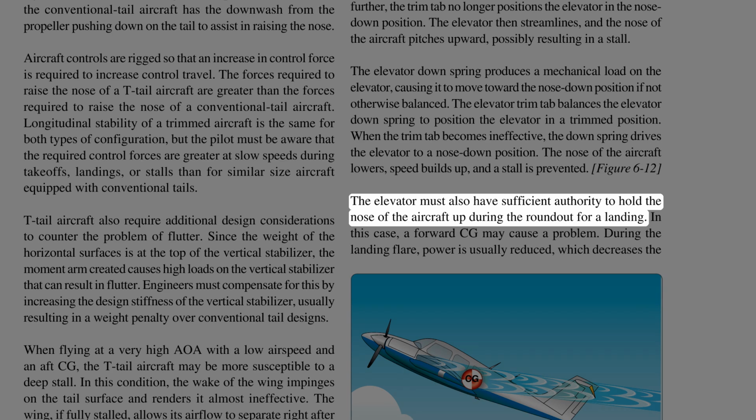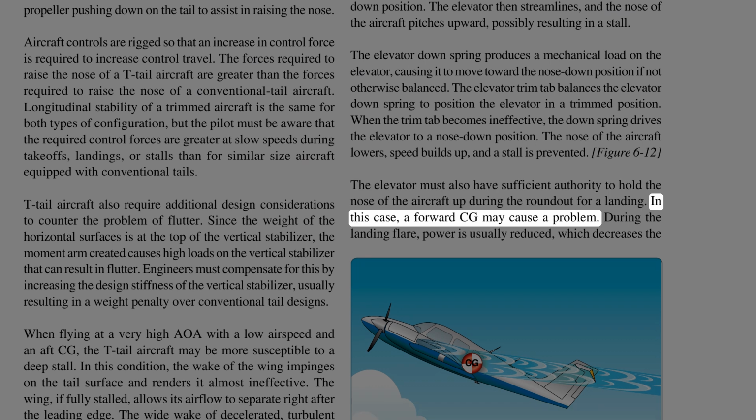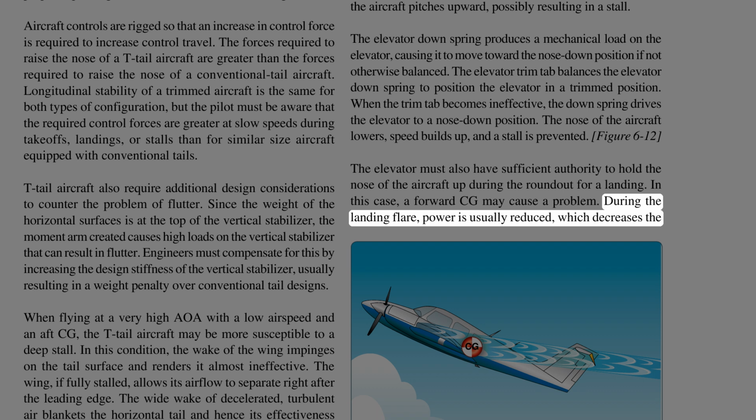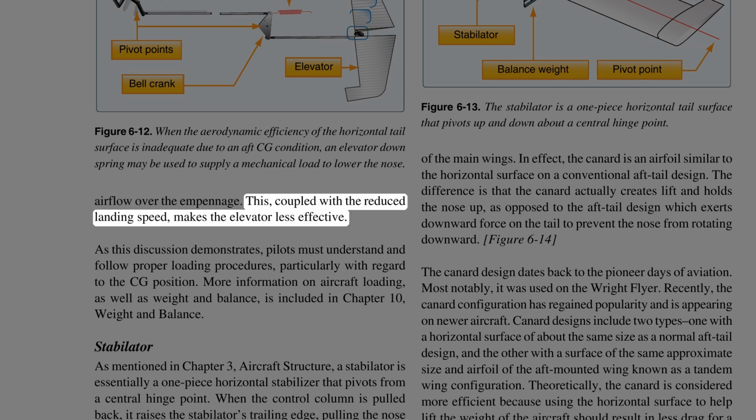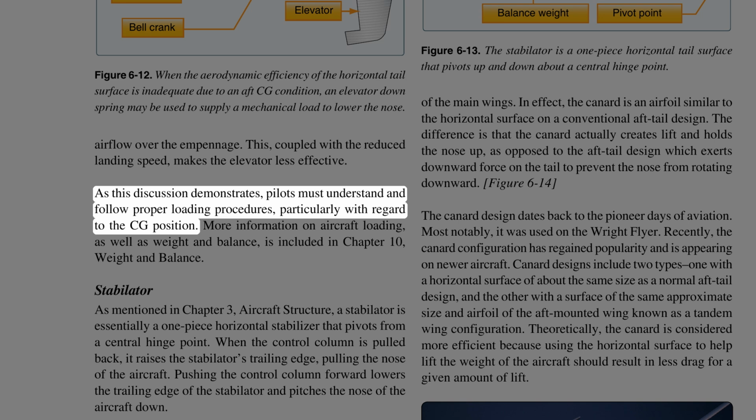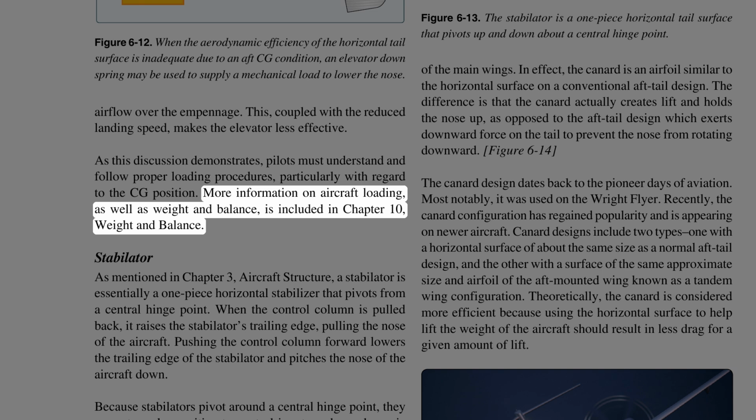The elevator must also have sufficient authority to hold the nose of the aircraft up during the roundout for a landing. In this case, a forward CG may cause a problem. During the landing flare, power is usually reduced, which decreases the airflow over the empennage. This, coupled with the reduced landing speed, makes the elevator less effective. As this discussion demonstrates, pilots must understand and follow proper loading procedures, particularly with regard to the CG position. More information on aircraft loading, as well as weight and balance, is included in Chapter 10, Weight and Balance.